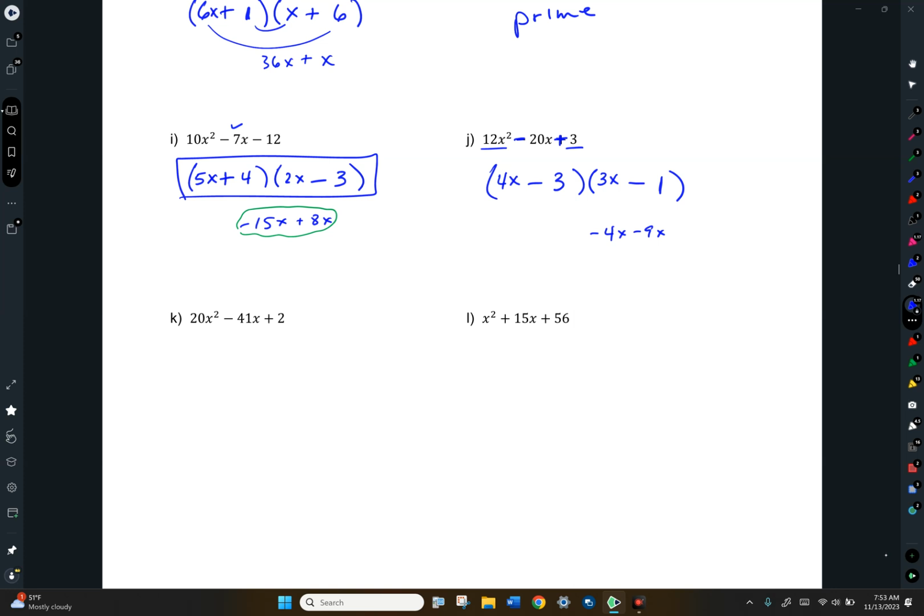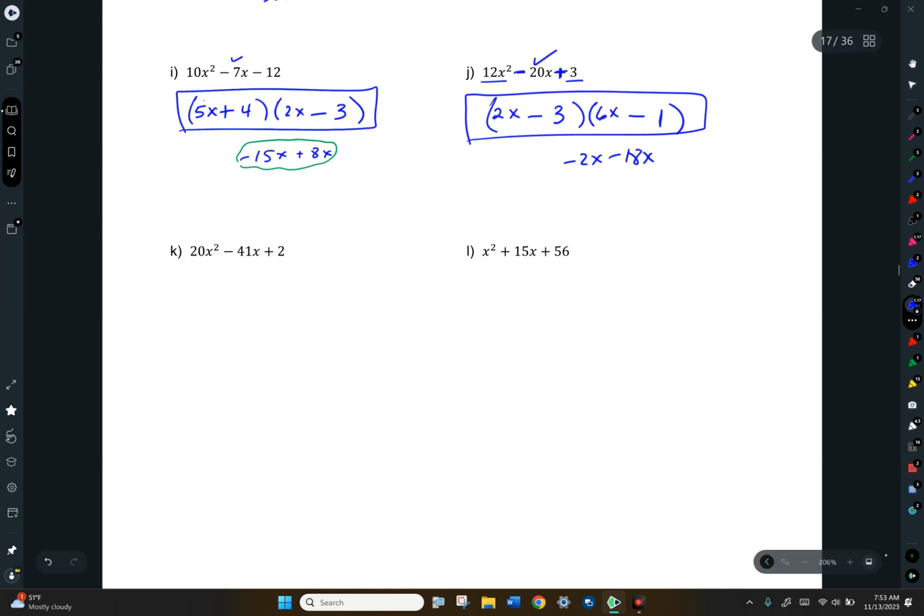So that means, but I can't move that 3 and 1, so that means instead of 4 and 3, my next option would be 6 and 2. But again, I can't put the 6 over here with the 3, so I'll put the 2x here and the 6x here so that I get the 12 at the beginning. So let's check it. On the outer, I've got negative 2x. On the inner, I have negative 18. Does that give me the negative 20 in the middle? Yes, it does. So there is my answer.